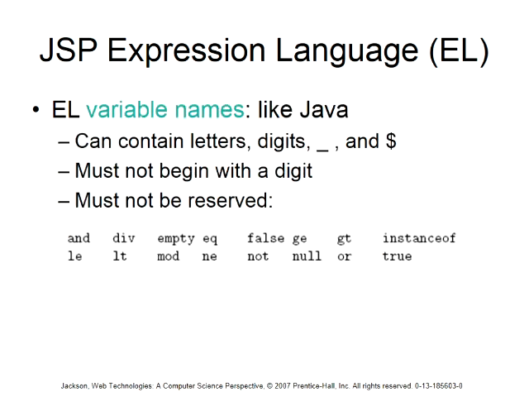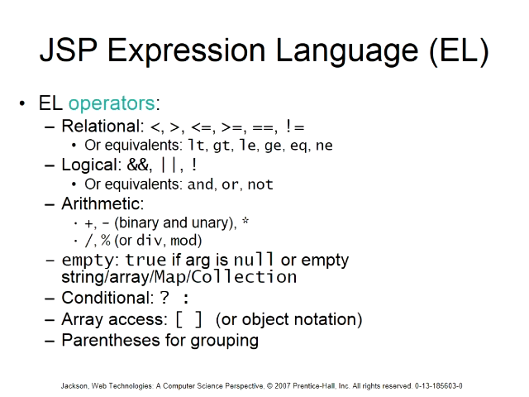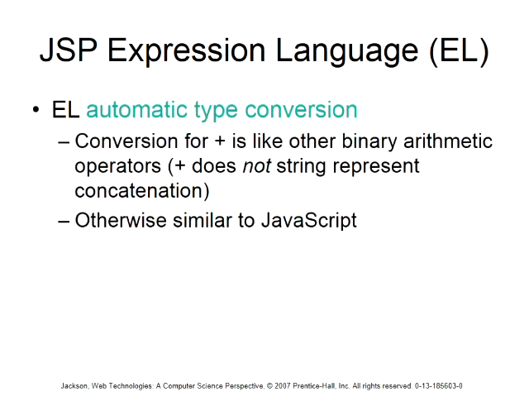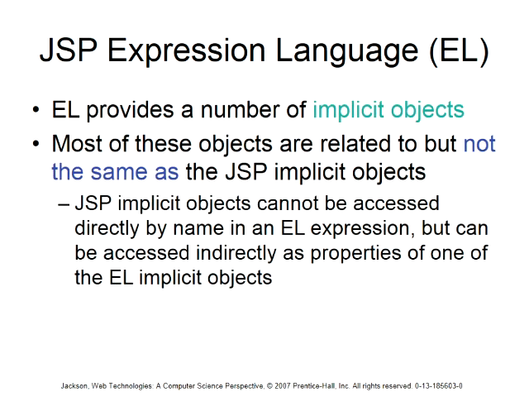So an expression language can occur in template data, where it evaluates to a Java string, or as the value of certain JSP attributes, in which case it evaluates to a data type that depends on context. In JSP expression language, we can find true, false, decimal, integer, floating point, strings, null. Also, a variable name, like in Java, can contain letters, digits, underscore, and dollar, must not begin with a digit, and must not be reserved.